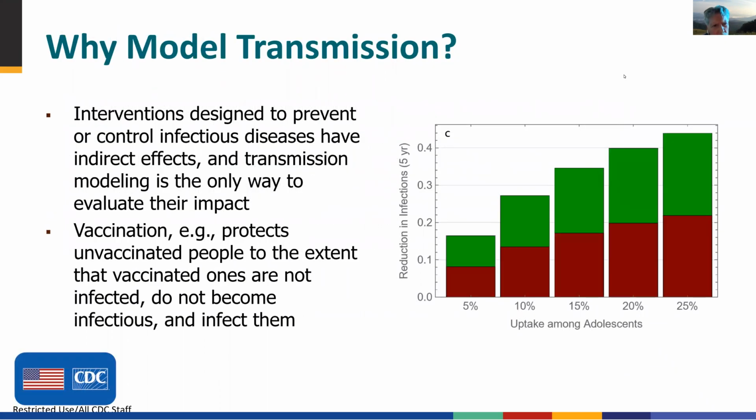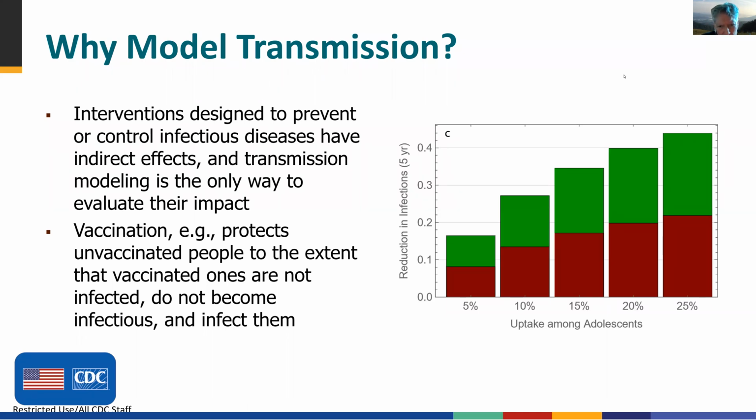Given these challenges, though, why model transmission? I realize to some extent I'm speaking to the choir right now, but the reason is that interventions designed to prevent or control infectious diseases have indirect effects, all of them. And transmission modeling is the only way to evaluate their impact. As an example, I have some experience with vaccination protecting unvaccinated people to the extent that vaccinated ones do not, in fact, become infectious and infect them.